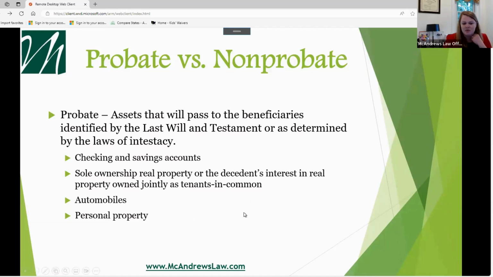I often say that when we're doing wills for married couples, unless we're doing some more sophisticated tax planning, what we're really doing is we're planning for what happens when both spouses are gone. So at that point, when the first spouse passes, all of the assets essentially become in the sole name of the surviving spouse. So they would all be considered probate assets to the extent they're not beneficiary designated.